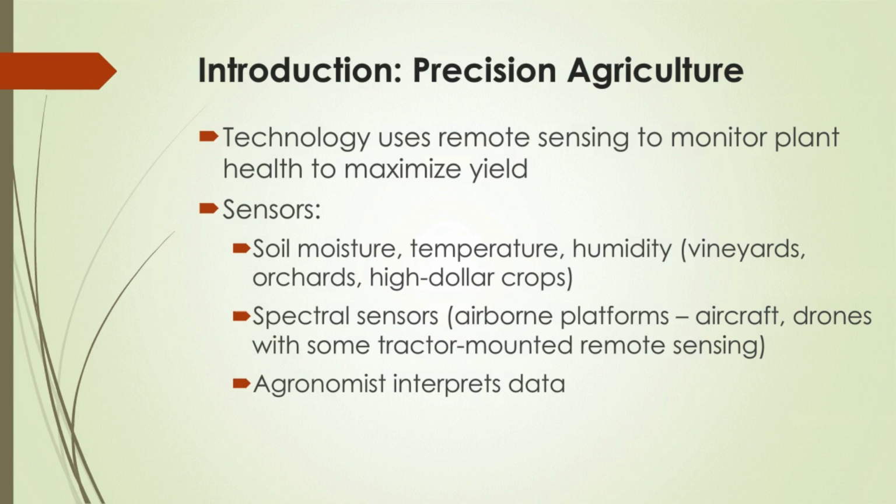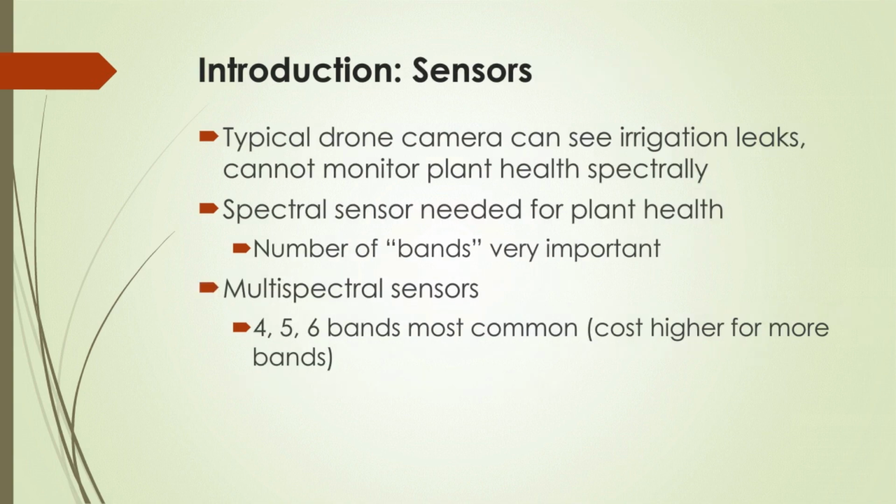So a typical drone camera that you would see on a normal drone can see things like irrigation leaks, you can see some weeds, you can see the size, you can count, but you cannot monitor plant health that way. So you need a special sensor, and it's called a spectral sensor, and they have a number of bands in them, and I'll explain that more in a minute. And the number of bands that you have is very important.